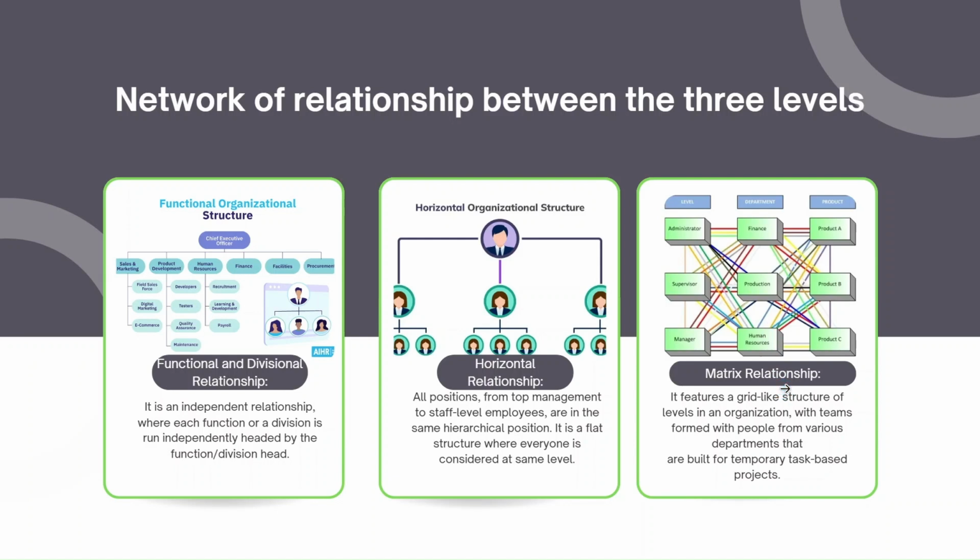I hope you would have got an idea of what is the network of relationship between the three levels, guys. The first is functional or divisional relationship, the next is horizontal relationship, the next is matrix relationship. So I think we have now come to the end of this chapter.